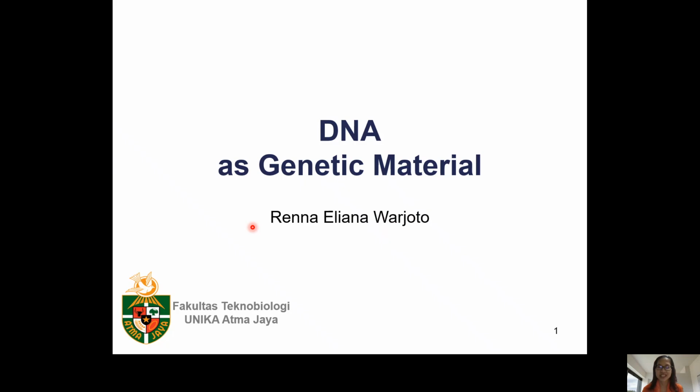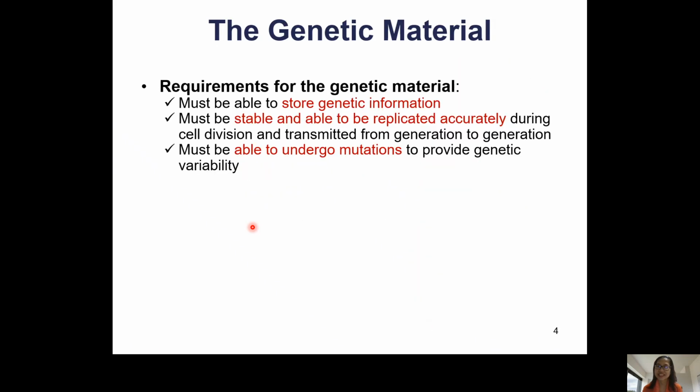Just to remind you once again, here it is. The requirements for the genetic material: it should be able to store genetic information, like nitrogenous bases in the DNA, and it should be stable and able to be replicated accurately. And the third one, don't forget, it must be able to undergo mutations. We're going to learn about mutations later in the next chapters, after you learn about DNA replication and protein synthesis.